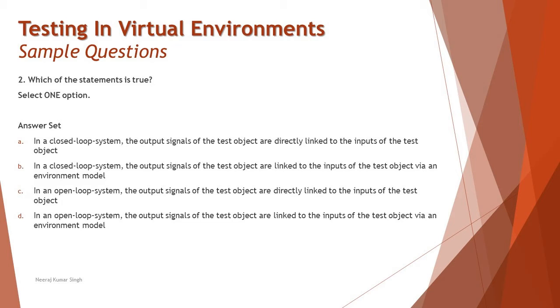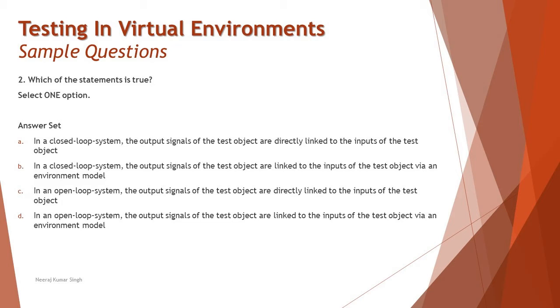Let's look at question number 2. Which of the following statements is true? And of course, these are about the closed loop systems. If you remember from 3.1, we have understood about open loop and closed loop systems. Option A here: in a closed loop system, the output signals of the test object are directly linked to the inputs of the test object. Of course not, because in a closed loop system, the link of the output signals to the inputs of the test object is not direct, but via the environment model which is created. So it's not a valid option there.